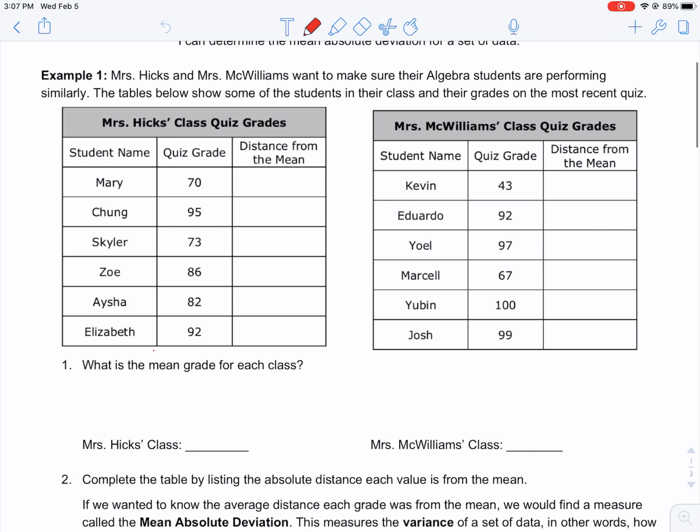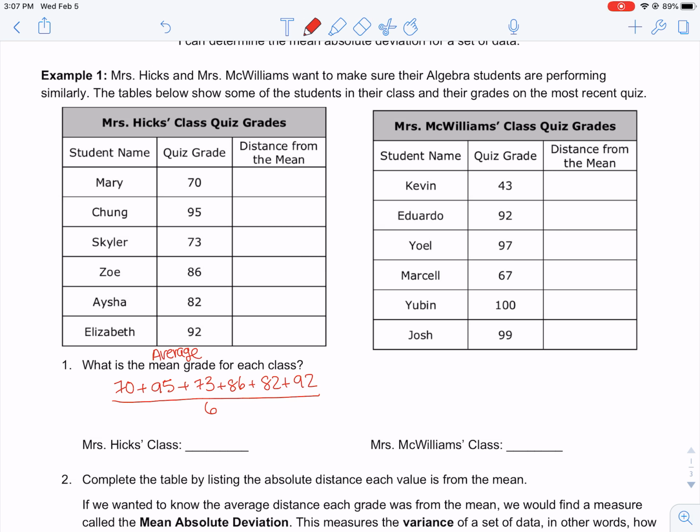So mean means average. And in order to figure out the average for each class, we would have to add up all of the quiz grades and then divide it by the number of grades we have. So for Mrs. Hicks, we have 70 for Mary, 95 for Chung, 73 for Skylar, 86 for Zoe, 82 for Asia, and 92 for Elizabeth. Once we add all of them up, we would have to divide it by the number of scores we have. And we have 1, 2, 3, 4, 5, 6.